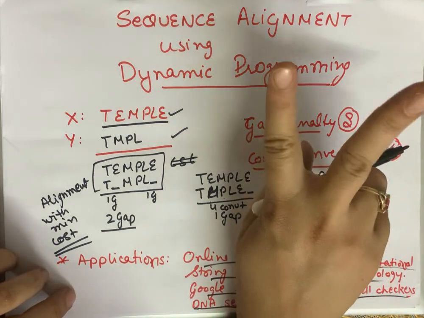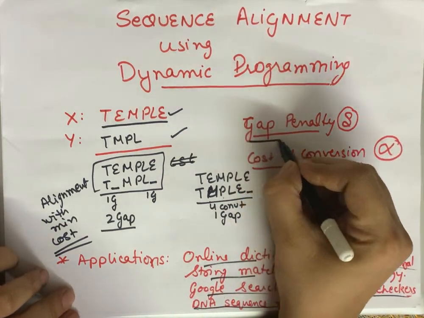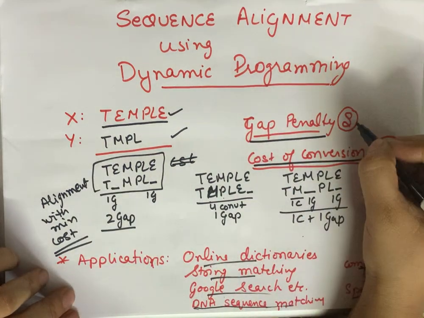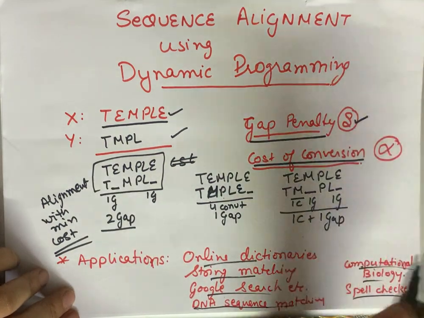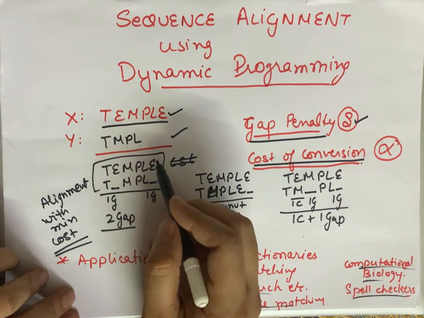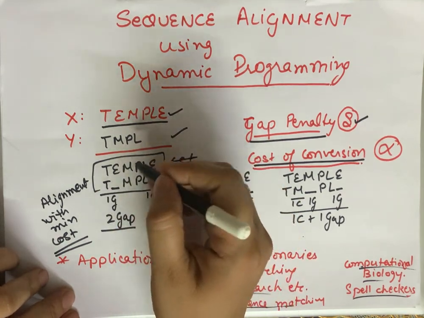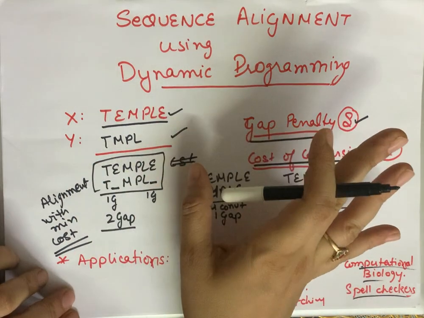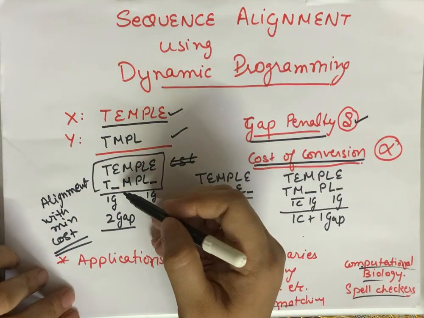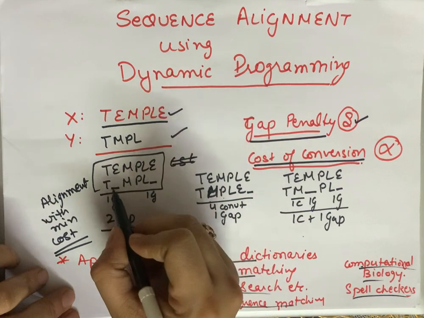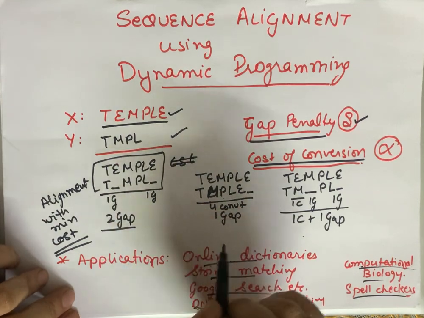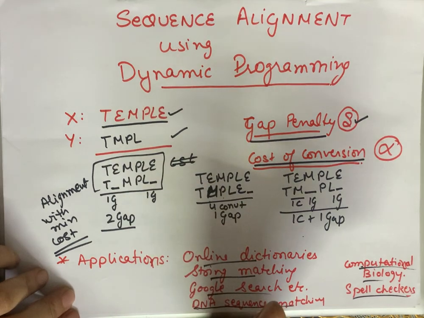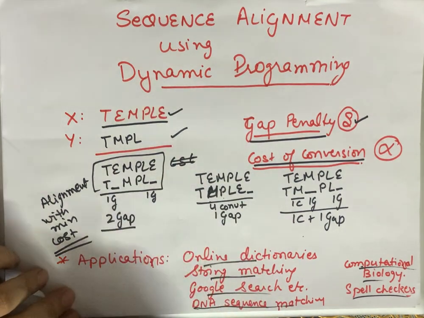Now there are two things here. One is gap penalty and one is cost of conversion. Gap penalty I am representing by delta. What is delta? We could have changed the x sequence also. It is not that we change only y. Both are changeable over here. So gap penalty means when I give a gap in one of the sequences to match or align the sequences, that is called a gap penalty.